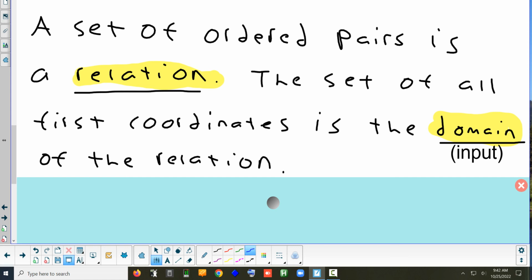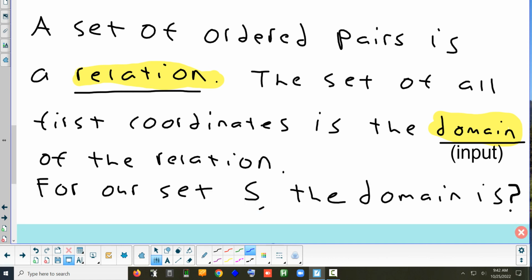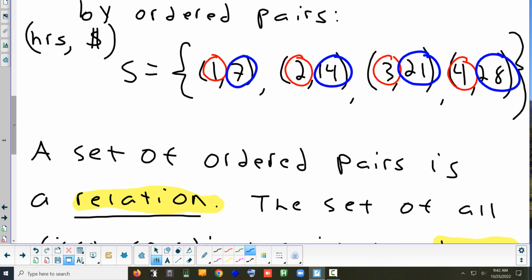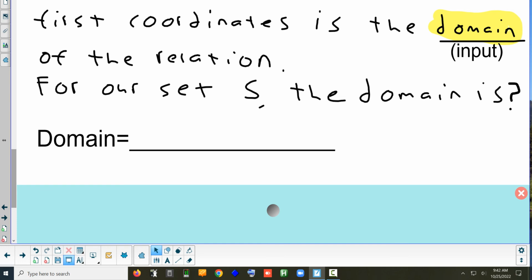So when you write a set of coordinates, the first number in each coordinate is called the domain. So let's go back and look at our coordinates. And there are 4 numbers that are in our domain. Can somebody tell me the 4 numbers that are in the domain for that relation? Yep. 1, 2, 3, and 4. So the domain, on your guided notes, the line that says domain equals, you just write down those 4 numbers. That's the domain. It's all the first numbers in each coordinate.